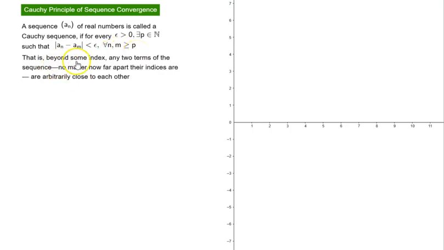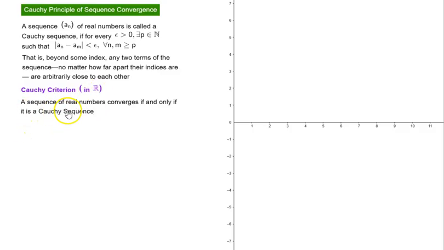That is, beyond some index, any two terms of the sequence, no matter how far apart their indices are, are arbitrarily close to each other. So now we have a Cauchy criterion in real numbers. It says a sequence of real numbers converges if and only if it is a Cauchy sequence.